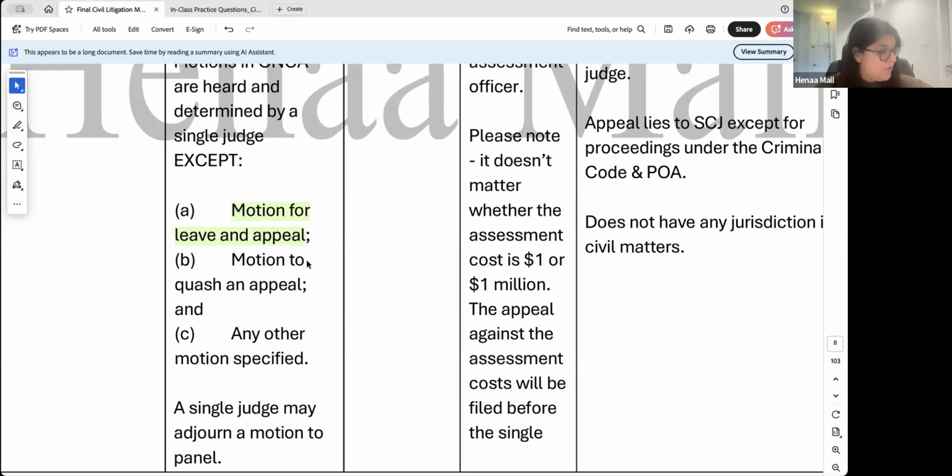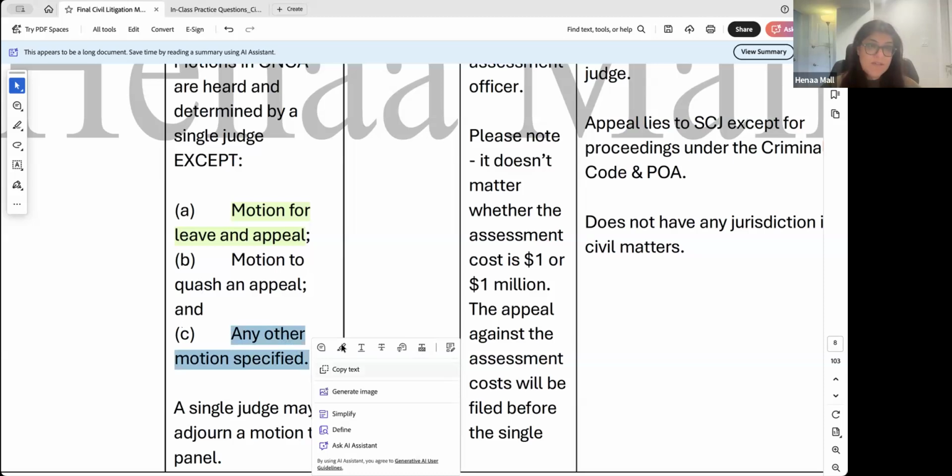The winning side at Superior Court of Justice has filed for an appeal. You think that there is no merit in the appeal, so you're now requesting the judge, please quash this. That is called a motion to quash an appeal, or any other motion that is specified in your rules. This is like a wide umbrella: any other motion that is specified.